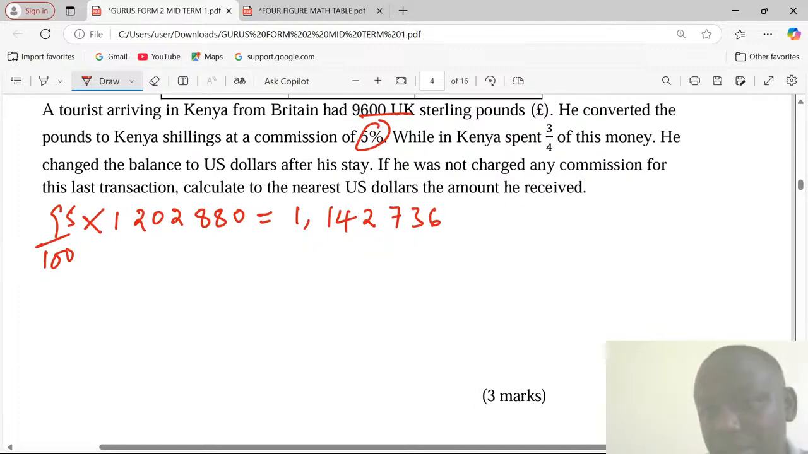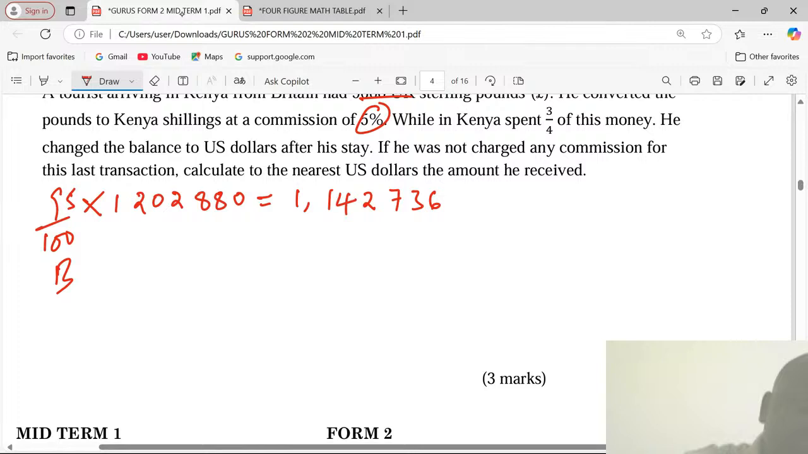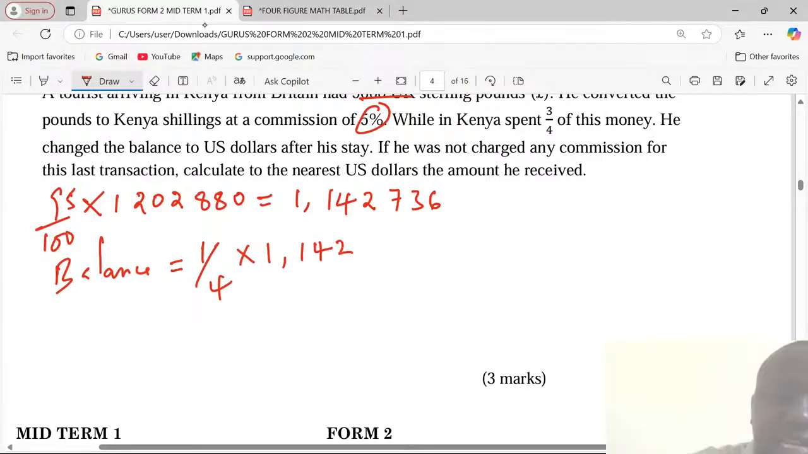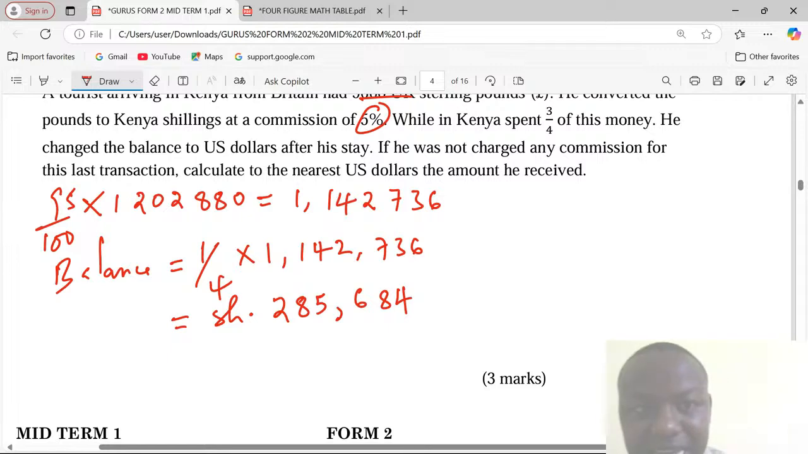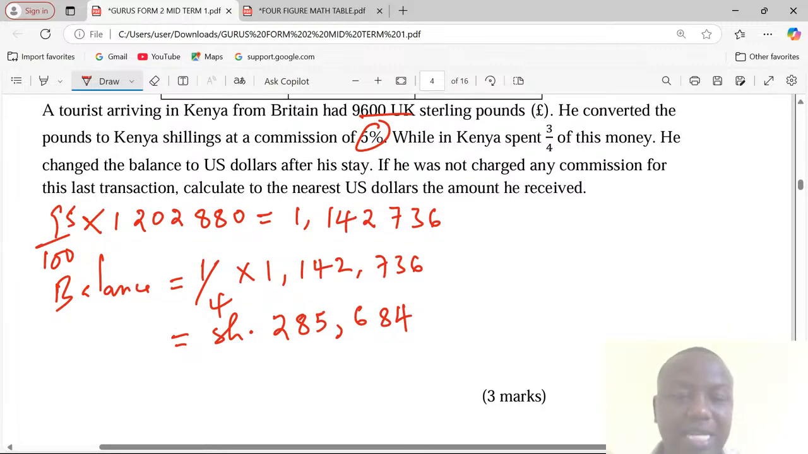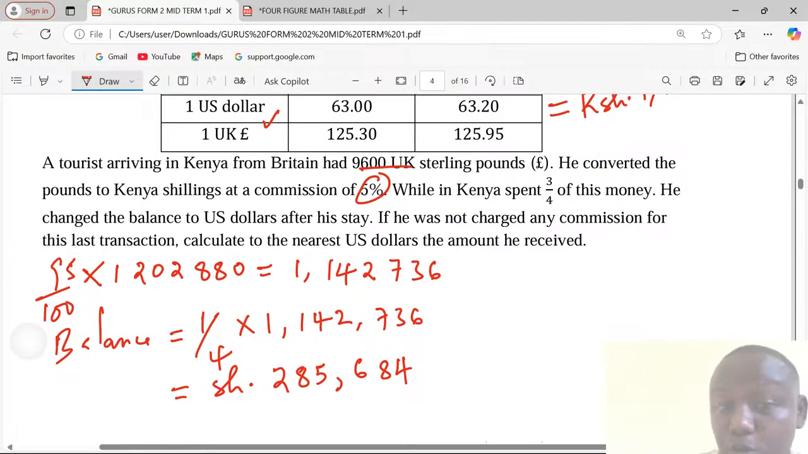Now, he spent 3/4 of this money. So we can get the balance. For us to get the balance, we need to calculate a quarter, because the balance is a quarter. He spent 3/4. So instead of calculating 3/4 so that we may subtract, let me get directly the quarter that remained, so that I may save on time. So the quarter that remained now is 285,684 Kenya shillings. That is the amount that remained after he spent in Kenya. Remember, he's a tourist, so he went to good places, and this is the only balance that he had after staying in Kenya with this kind of an economy.